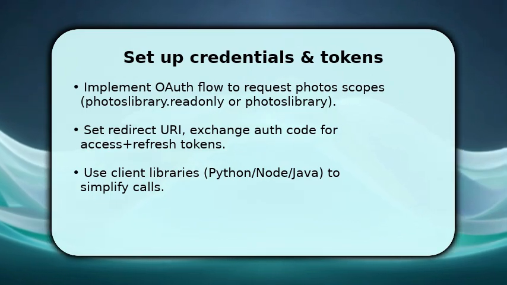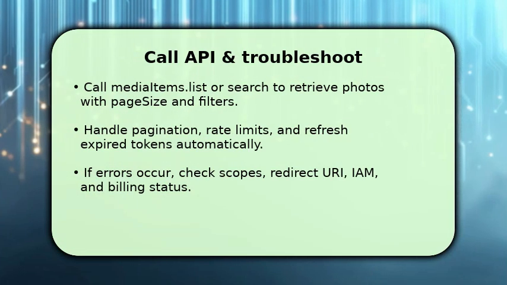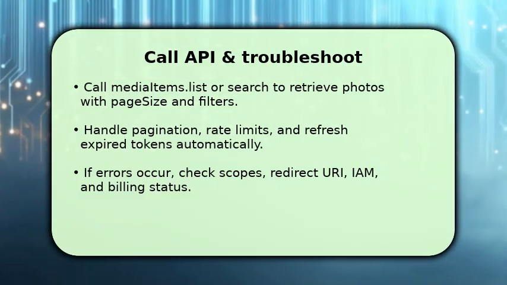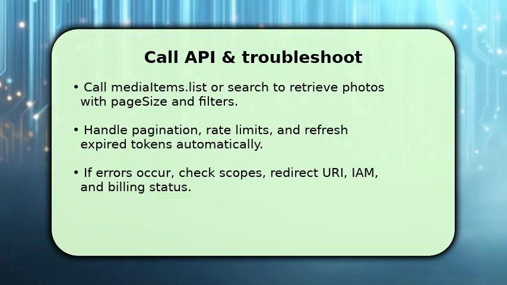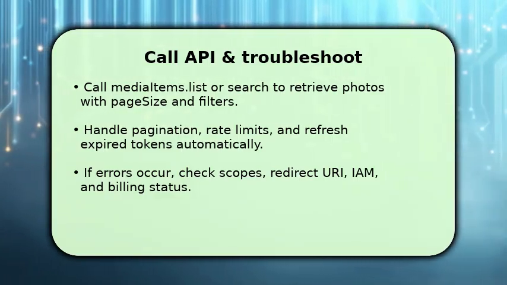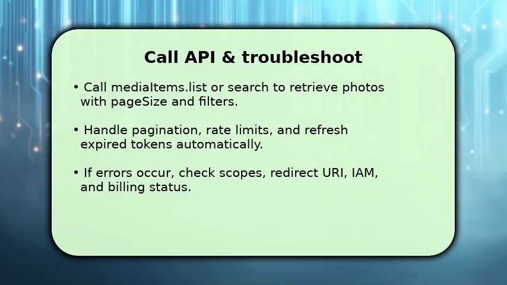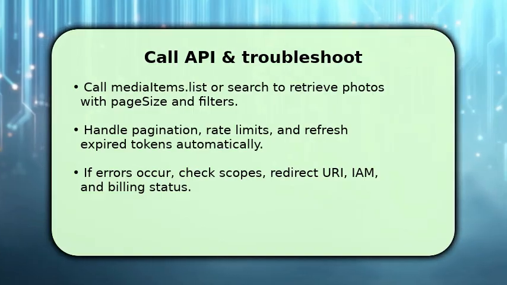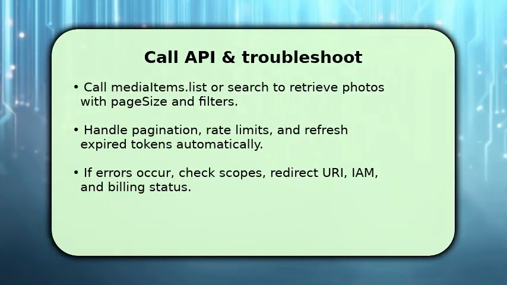You finish by making API calls such as mediaItems.list or mediaItems.search to fetch photos, include page size and handle pagination to load all items. Ensure your HTTP headers include the bearer access token and refresh it when expired. Once implemented, add retry logic for rate limits and log API errors for debugging.